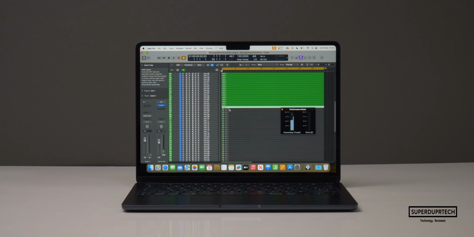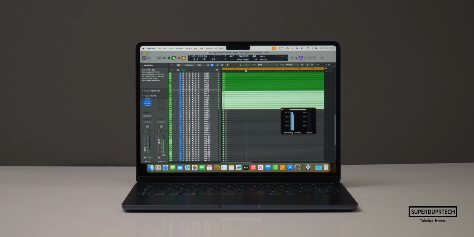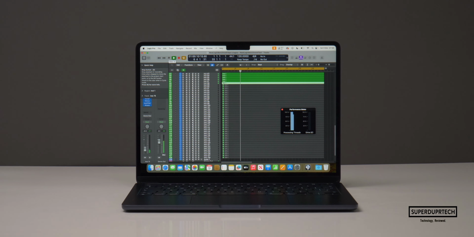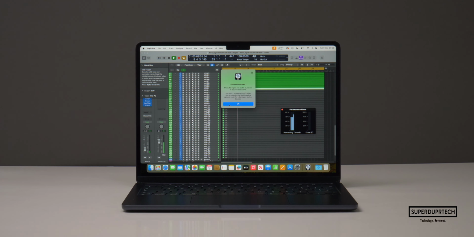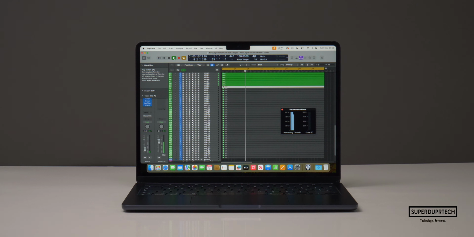I then wanted to see how this MacBook Air would perform when it comes to running a certain amount of tracks through Logic Pro. And you'll be interested to see that when it comes to running the Logic Pro benchmark, this MacBook Air managed to run 89 tracks without crashing.